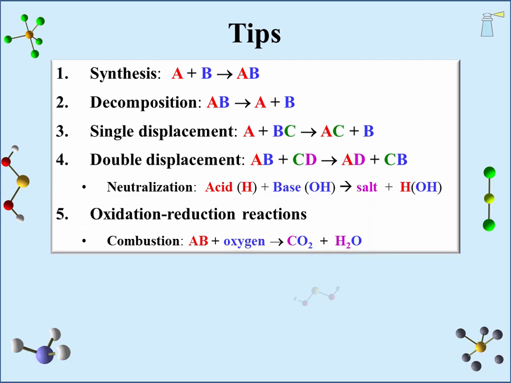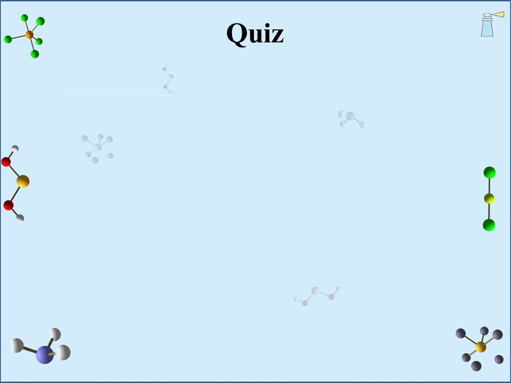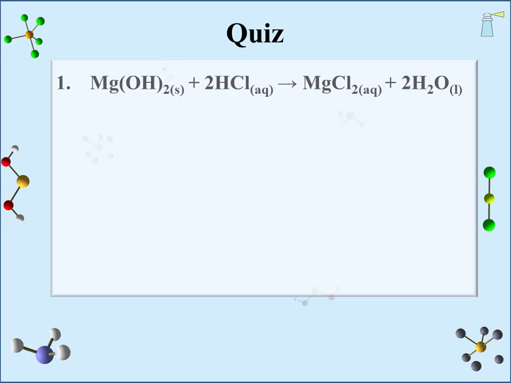Using these tips, let's put our newfound understanding of reaction types to the test with a little quiz. Consider the reaction of magnesium hydroxide in hydrochloric acid. It produces magnesium chloride and water. There are two general approaches to identifying reaction types based on a list of types.